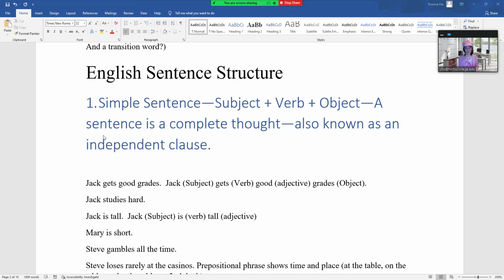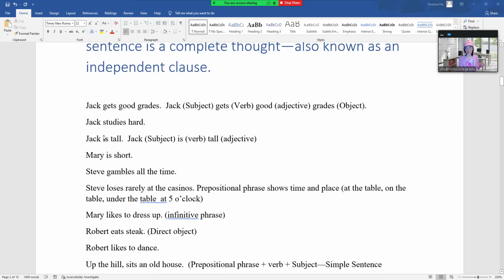So the simple sentence, you have subject, verb, object. A sentence is a complete thought, also known as an independent clause. So Jack gets good grades. Jack is the subject, gets is the verb, good is the adjective, grades is the object. So subject, verb, object, simple sentence. Jack studies hard. So subject, verb, adverb, simple sentence. Jack is tall. Subject, verb, adjective, simple sentence.